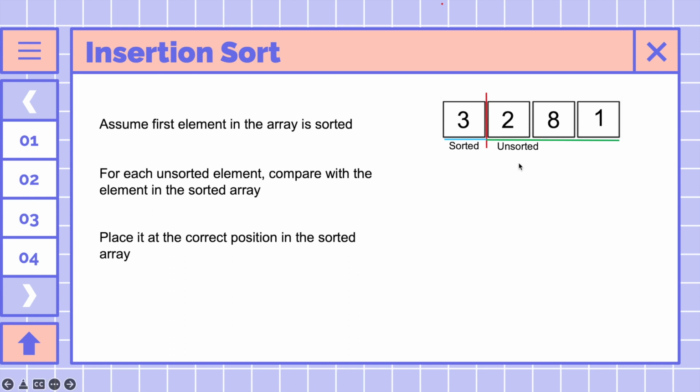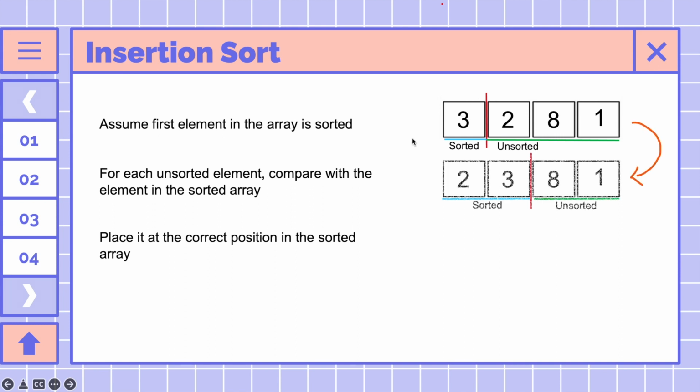First I will pick number 2 in the unsorted array and then compare it with the elements in the sorted array. 2 is smaller than 3, so I will put 2 before 3, and then the process is repeated until the unsorted array is empty.